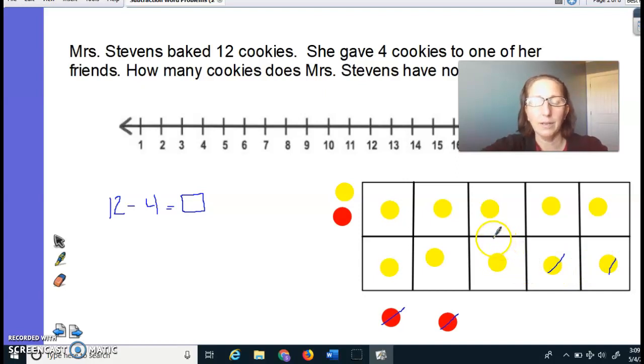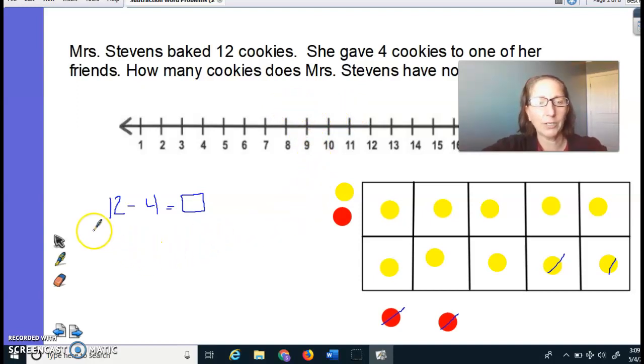And then you would count and see how many you have left, and that would be your answer. Now we use 10 frames the first quarter of first grade. So we kind of want to move away from using circles and marking them off. And we also want to move away from using a number line. But using a number line, we would just start with the big number of 12, and we would count back 4 until we got to our answer.